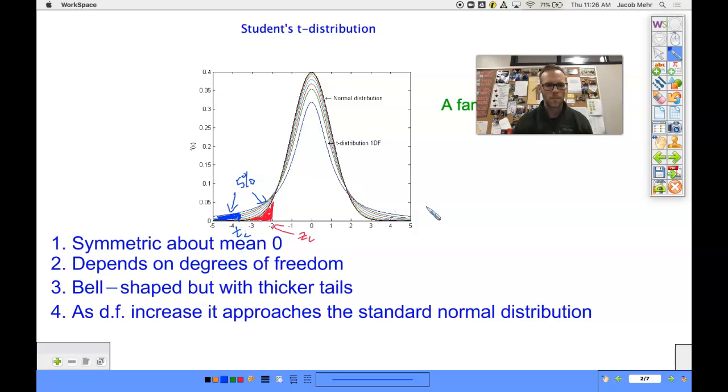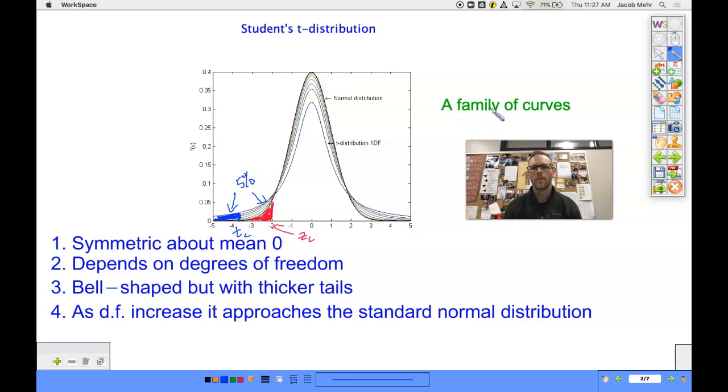So still bell-shaped, thicker tails. As the degrees of freedom increases, it approaches a standard normal distribution. So notice, here's a distribution with 1 degree of freedom. And as the degrees of freedom increase, it approaches that standard normal distribution. By the way, it is a family of curves, so it's not just one curve. There's lots of different curves depending on our degrees of freedom. That's what I mean by a family of curves.